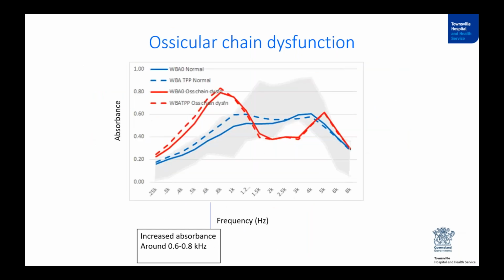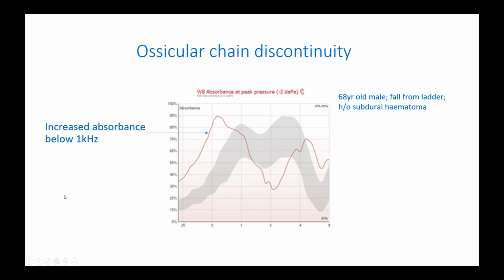The other middle ear disorder is ossicular chain dysfunction. This is a very typical pattern with ossicular chain dysfunction: you see an increased absorbance around 0.6 to 0.8 kilohertz. This is because of the lax or reduced stiffness of the middle ear. You see an increase in the absorbance and a peak around 0.6 to 0.8 kilohertz. And this is an example of a patient with ossicular chain discontinuity.